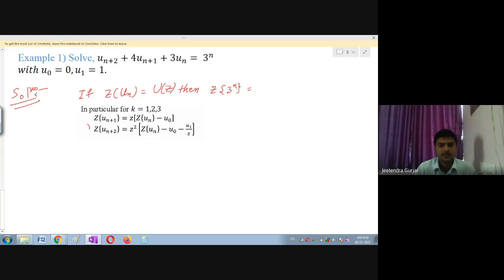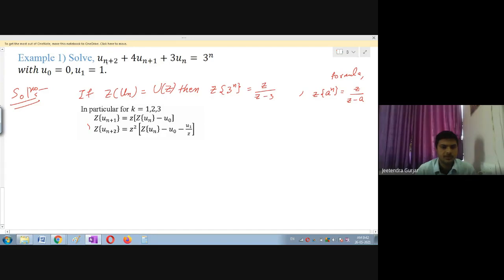Z transform of 3 raised to n, you should remember this formula. I will write on the right hand side. This is Z transform of a raised to n, which is equal to z divided by z minus a. Yes, very good. So this is z divided by z minus 3. So like this, you should remember the formula. So before solving, you should be perfect in this, students. Very important. Now I will substitute here one by one all the formulas.